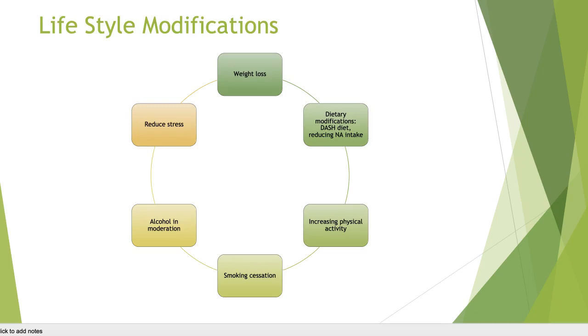Probably the most important part of the treatment of hypertension is lifestyle modifications. These include weight loss, dietary modifications, including the DASH diet and reducing sodium intake. I've included within your module some handouts that are good teaching material for your patients regarding the DASH diet and reducing sodium intake. You want to have the patient increase their physical activity, smoking cessation, alcohol in moderation, and of course reducing stress.